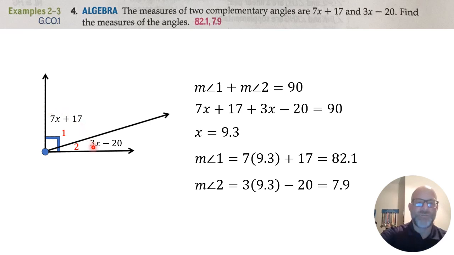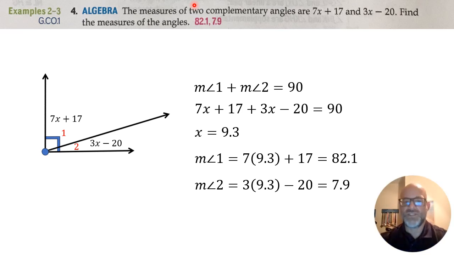The obvious fact from the geometry here is that the measure of angle 1 plus the measure of angle 2 should equal 90 degrees. 1 plus 2 should equal 90 right here. Well, that's angle 1, that's angle 2's measure. Add them together, you get 90. So that means x equals 9.3. Are we done?